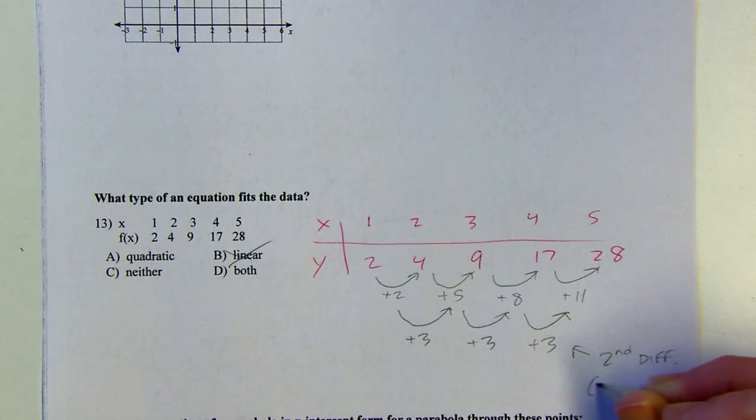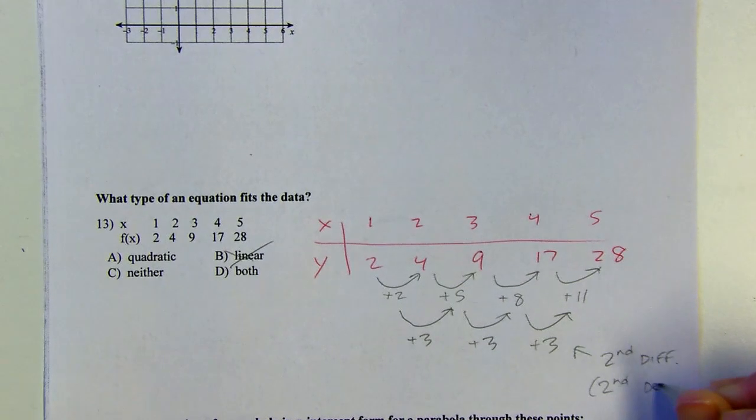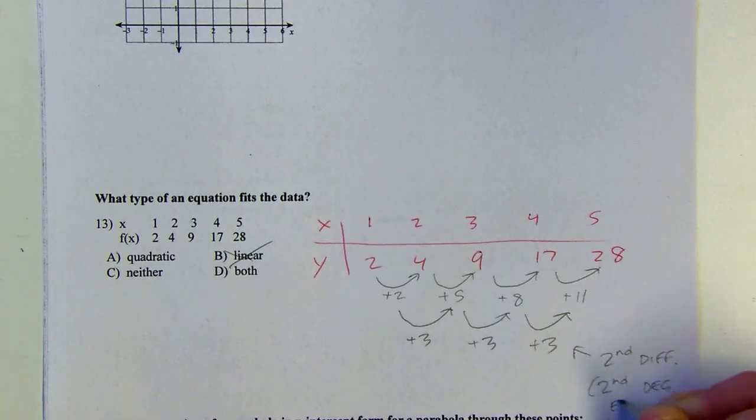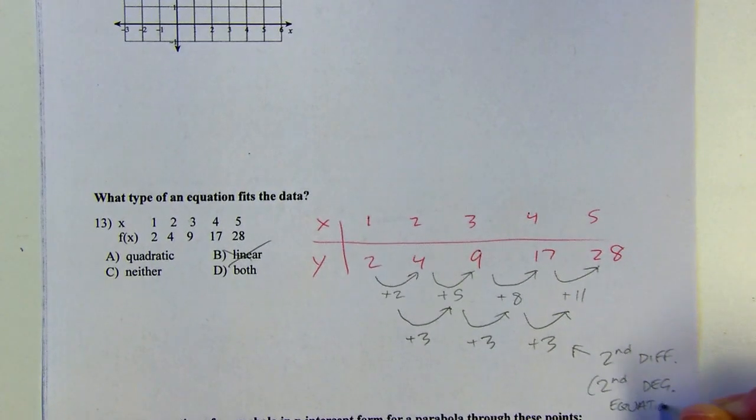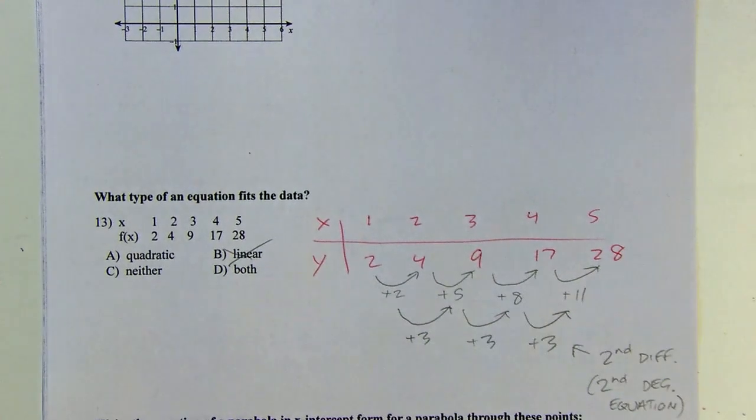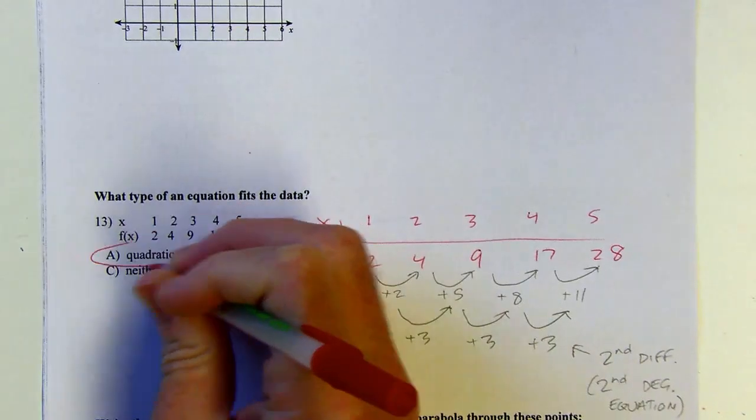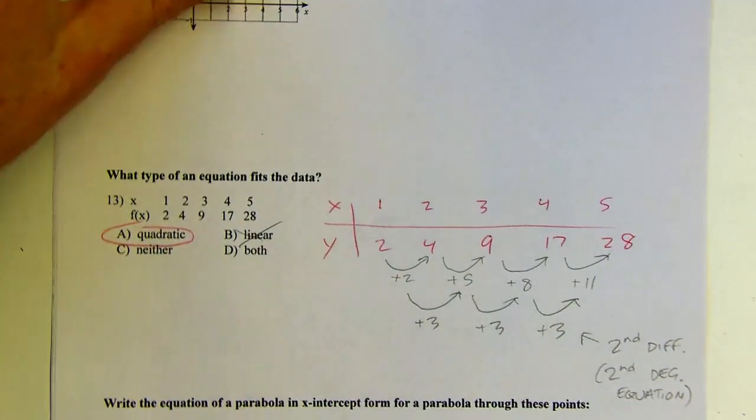And that means this is going to be a second degree equation that fits this data. A second degree equation is a quadratic equation. So this one is going to be quadratic.